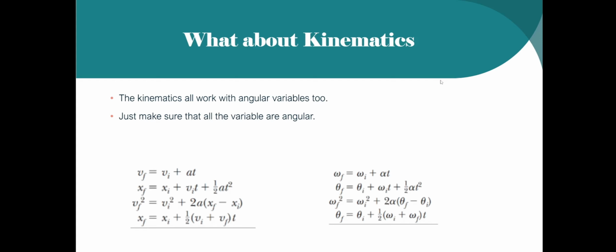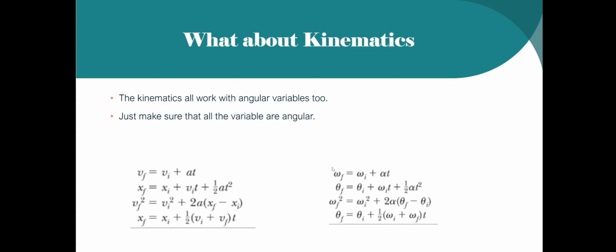What about the kinematics? We're so used to seeing v_f equal to v_i plus a times t. How is this going to work, being that these all have linear properties? Well, they all work the exact same. They all work with angular variables as well. You can change the v_f linear velocity to angular velocity, but the rest of the equation also needs to be changed into its angular form.